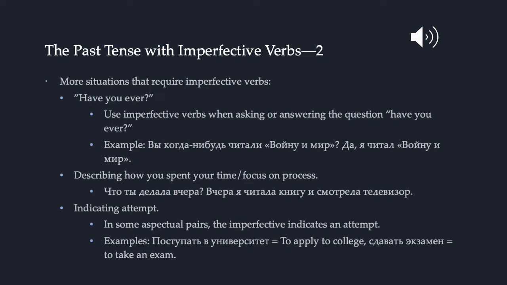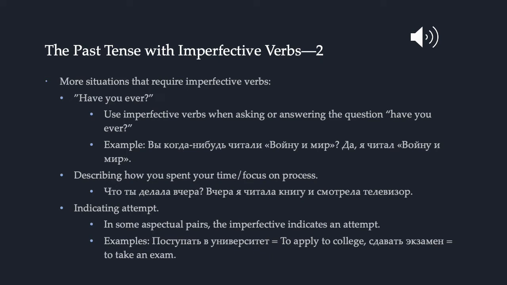And когда-нибудь means ever or something like that. And so we often use it in these questions of have you ever done something, but you don't have to. If you just have the imperfective verb in the past tense, it gives this meaning of have you ever done something? Because again, you are focusing on the process of the action and not the result.